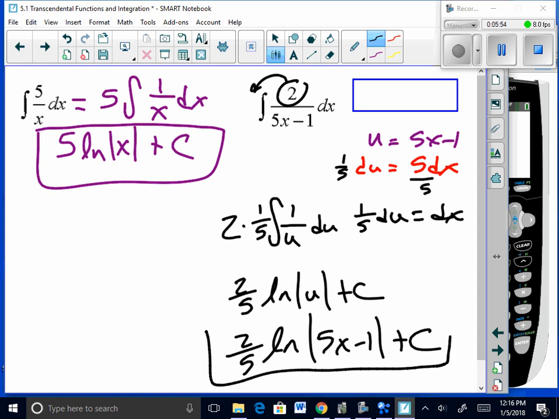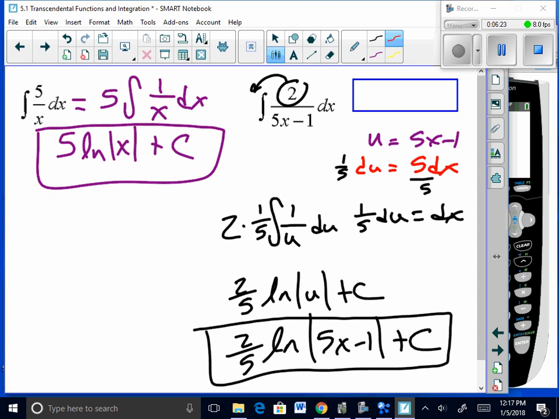Now, sometimes you can drop the absolute value sign if you're guaranteed to have something that was positive. So if my u was 5x squared plus 1, it wouldn't matter what I plugged in for the x, my answer would always come out positive because after I squared it would have become a positive. So if you have something that's guaranteed to always be positive, then you could drop the absolute value signs. But if there's a chance that you could plug something in for x and get a negative, you have to leave the absolute value signs.